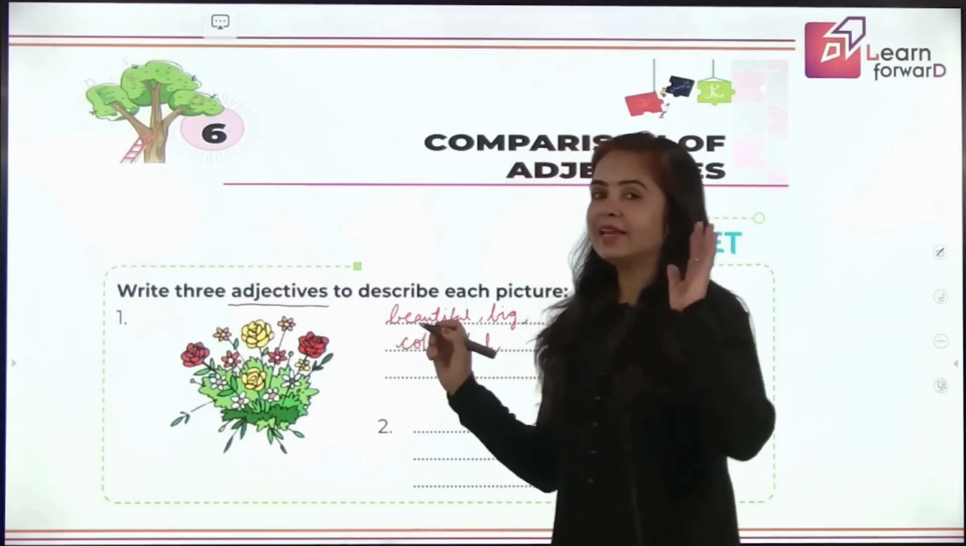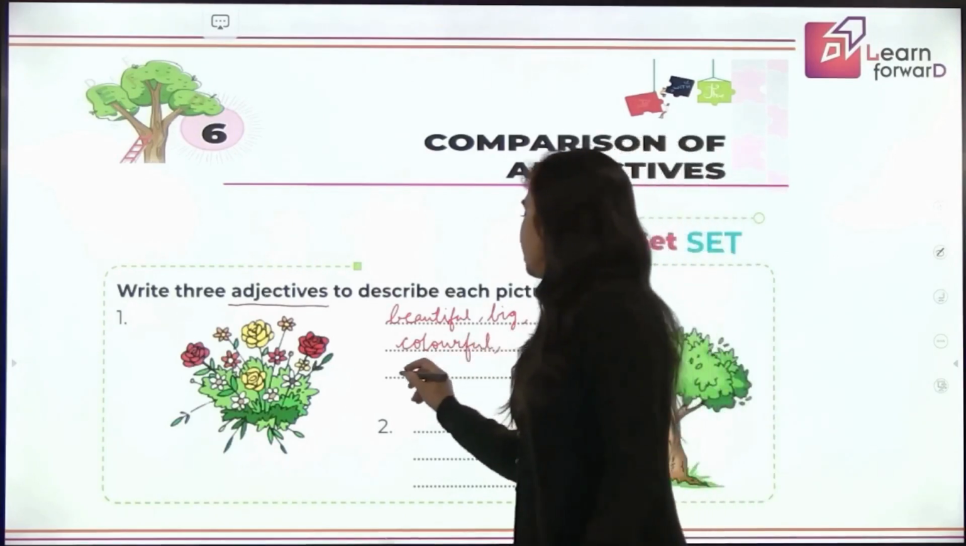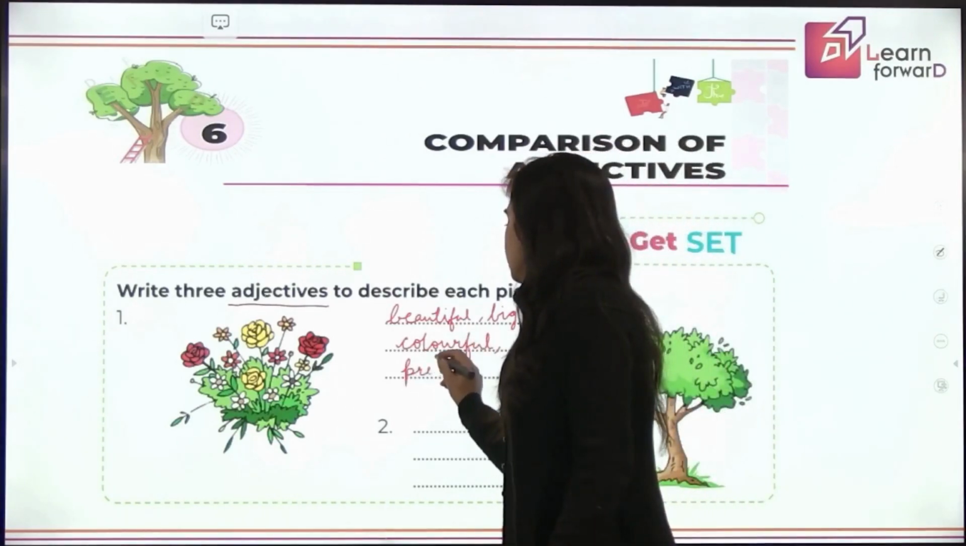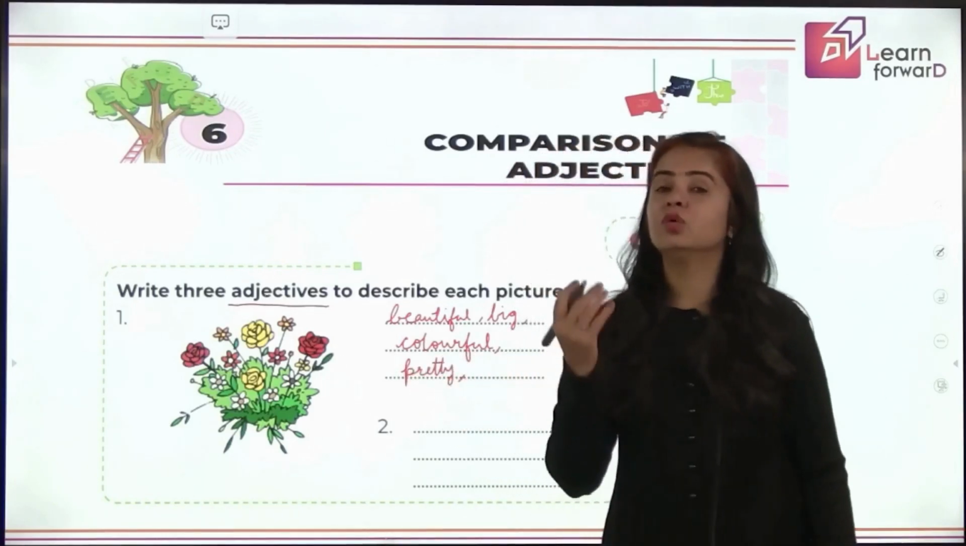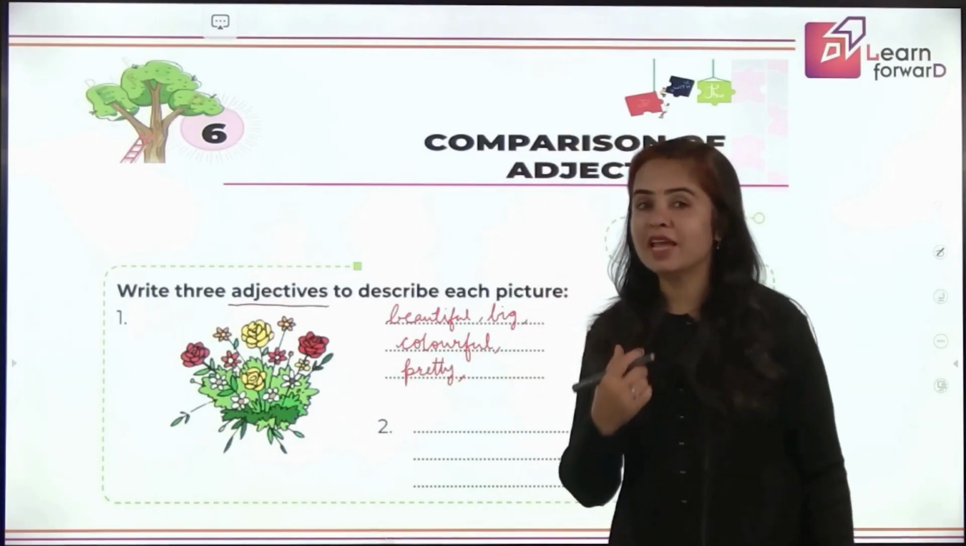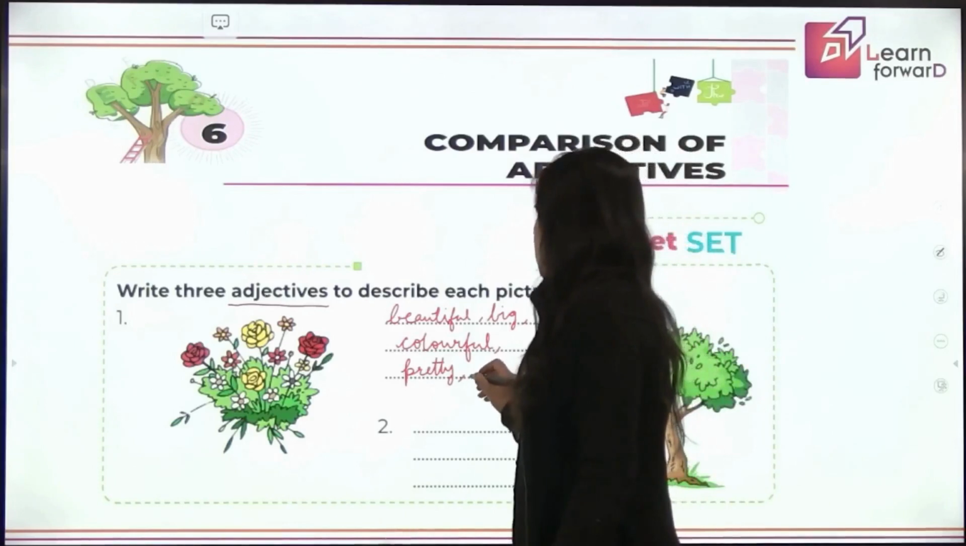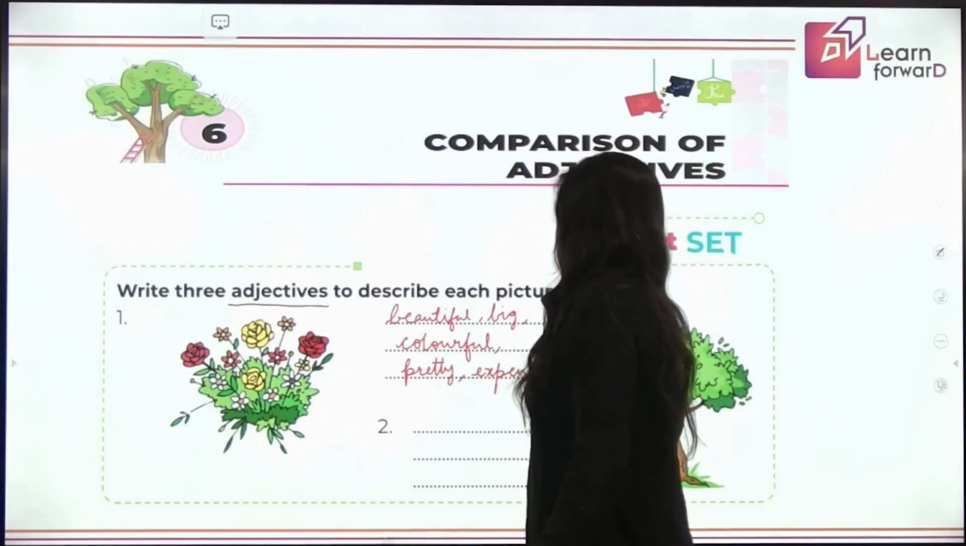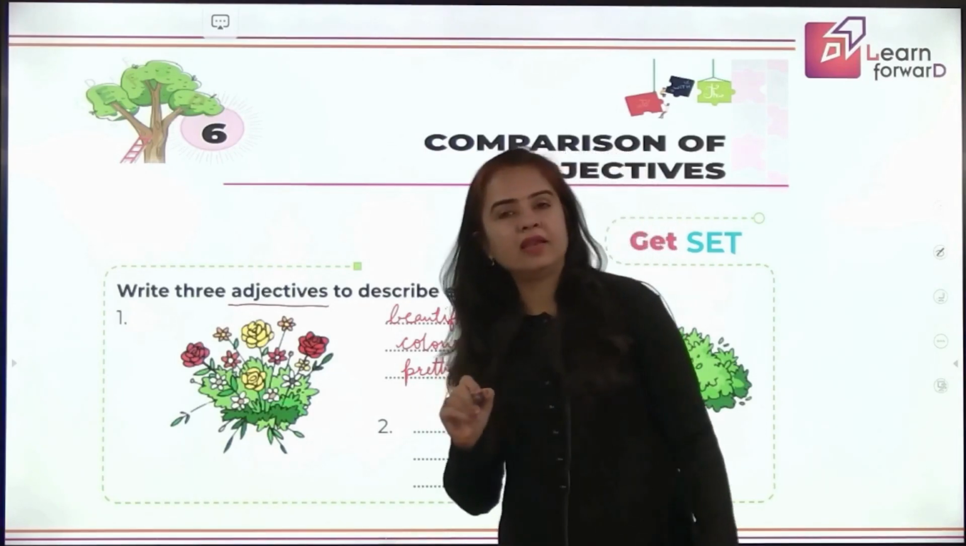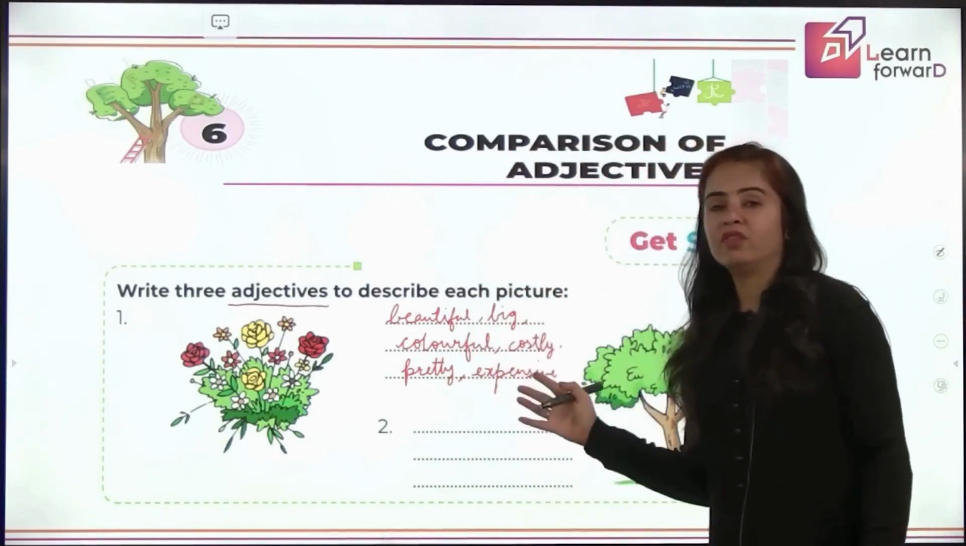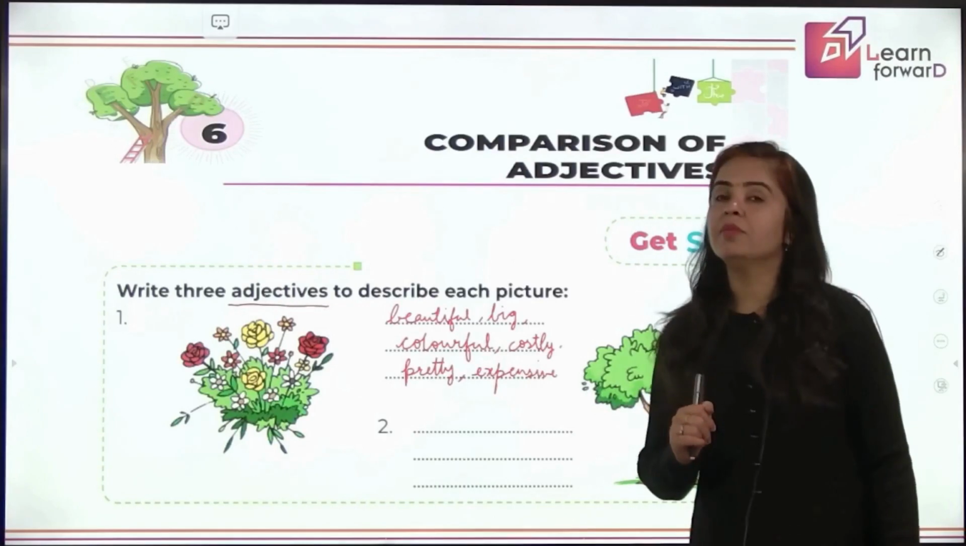Yes, I can hear that. You can say pretty also. Yes, you buy from the market, so you can say expensive also, costly also. Very good. So there are so many things, so many words. Okay, you can say costly. Right? So there are so many words that you can use to describe one particular thing.